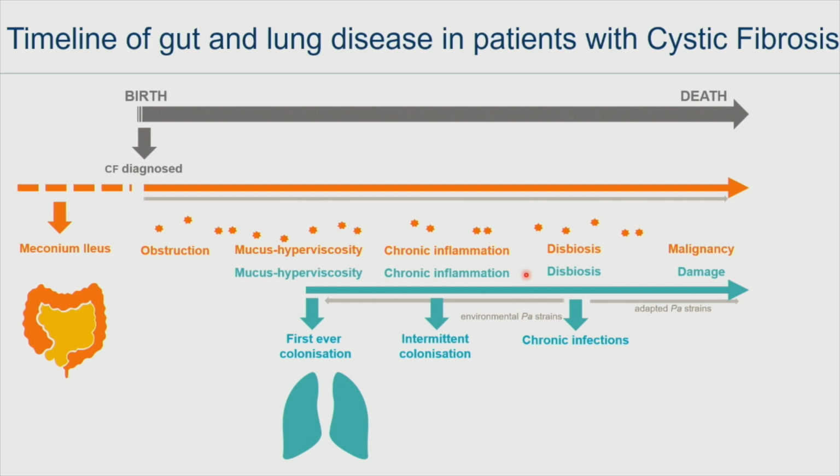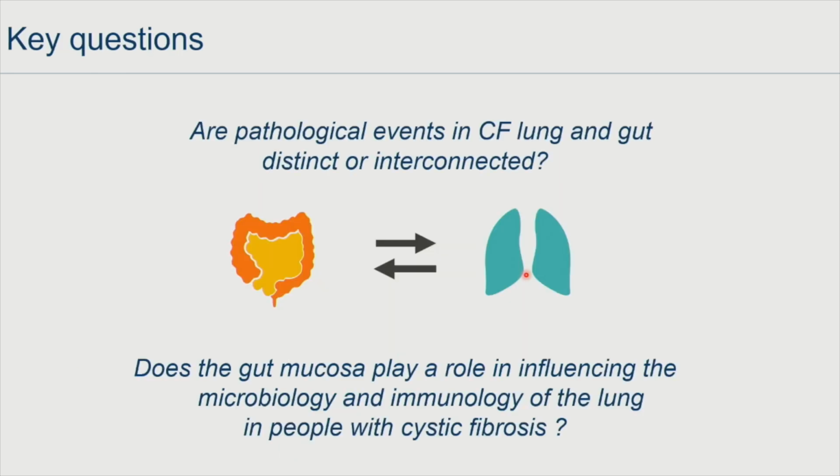So in this scenario, there are several key questions in the CF pathogenesis that have not been investigated. We do not know, for example, if pathological events in the cystic fibrosis lung and gut are distinct or interconnected. It has been shown in several pathologies that the gut plays a key role in communicating with distant organs and also influencing immunology. Of course, this scenario opened the question of crosstalk between gut and lung also in cystic fibrosis. In particular, we are interested to know whether the gut mucosa may play a role in influencing the microbiology and immunology of the lung.